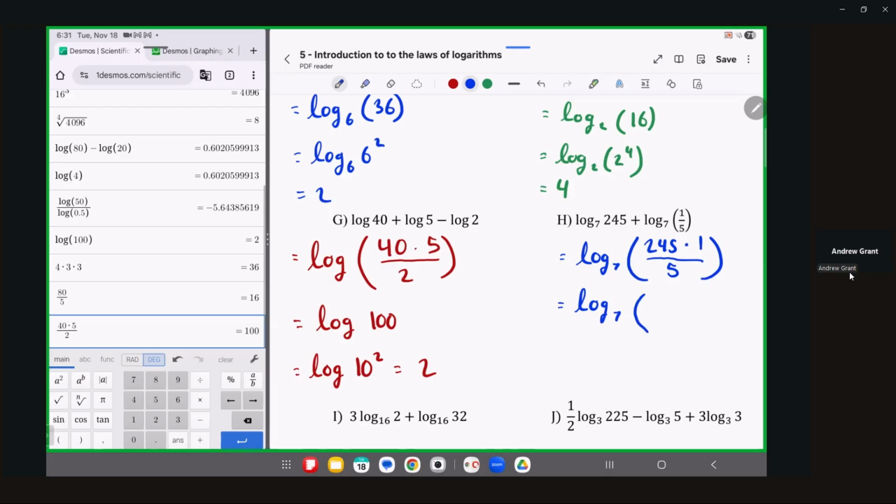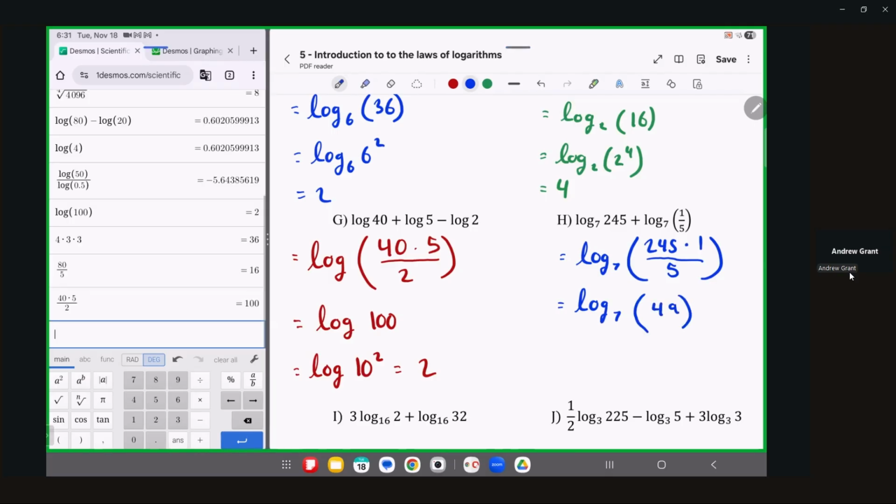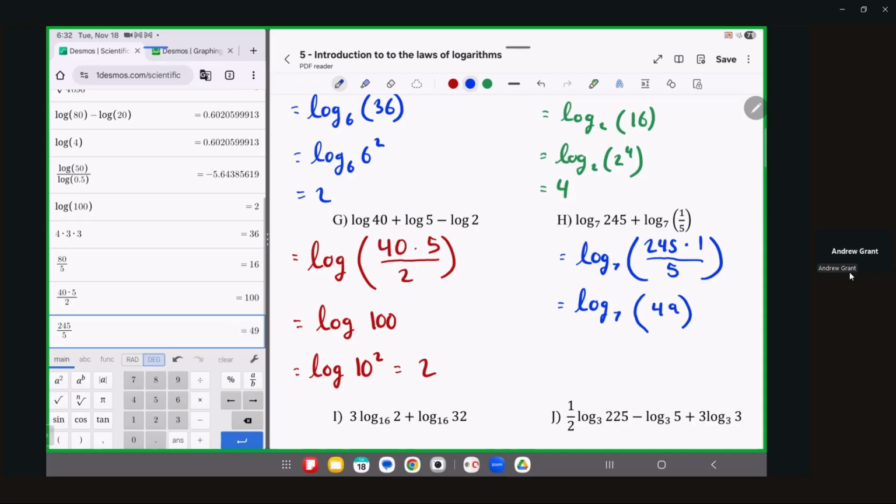245 times 1 divided by 5 is probably 49, because otherwise I would be surprised that this question makes its way in. It sure is. So 49. So log base 7 of 49 can be rewritten as log base 7 of 7 to the power of 2, which will just be equal to 2.